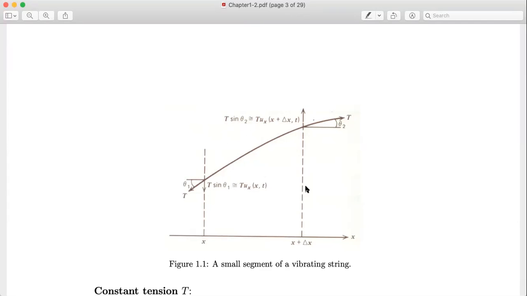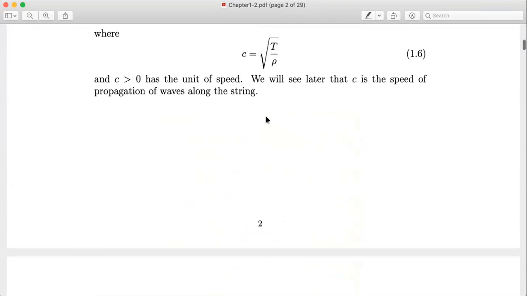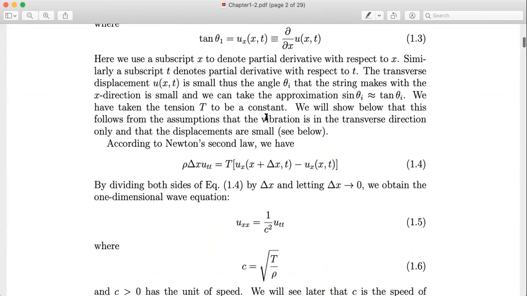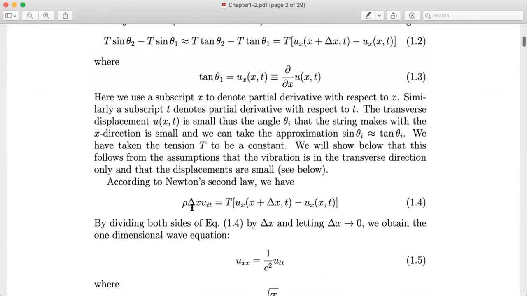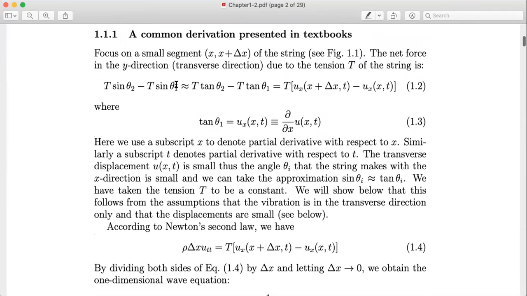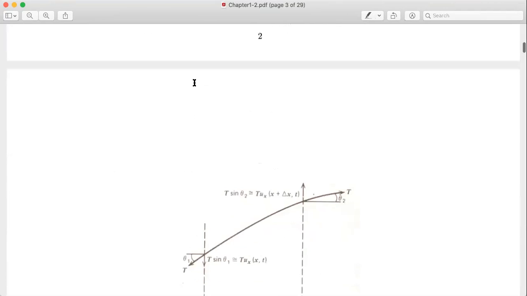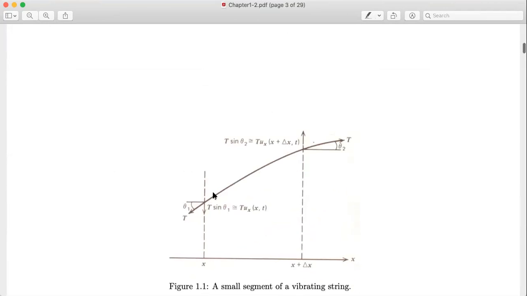So it's rho delta x, and then the acceleration of this segment, which is described by this u, right? This is displacement, I denote as u, the second order partial derivative of u with respect to time. So this is exactly what we have here. So we will have rho delta x u_tt equals T sine theta 2 minus T sine theta 1. Okay, so you can see that I already took the tension to be the same at both points.